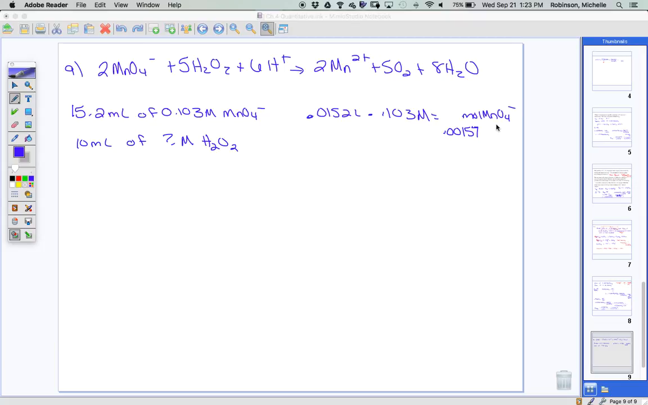And now what do I do next? Convert to hydrogen peroxide, right? Now it's stoichiometry. So 0.00157 moles of the MnO4 minus. How many MnO4 minuses are going to react? 2, right? So 2 moles of MnO4 minus will react with 5 moles of H2O2. All right, somebody do that math.